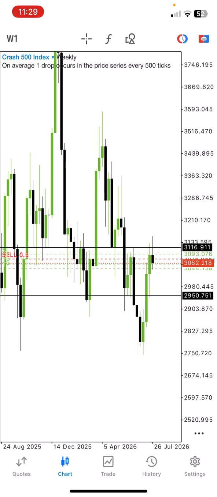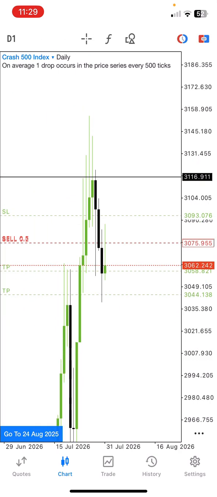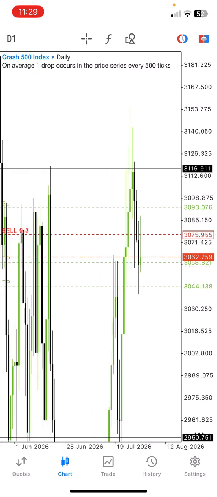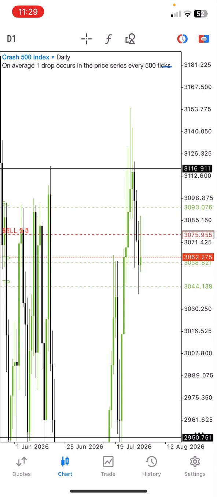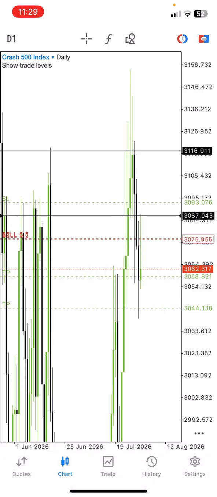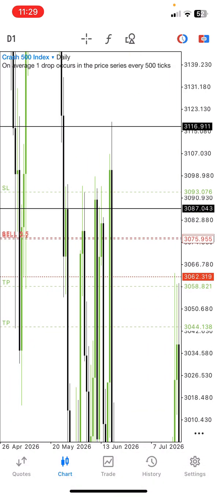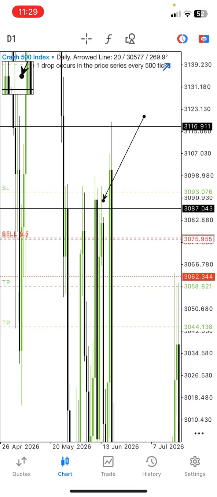Now what do we do? Go down to the daily time frame. On the daily time frame, we want to be looking for a key level, why the market started spiking. Nice. So we've gotten that price, which is where the market has been reversing. You can see that level.